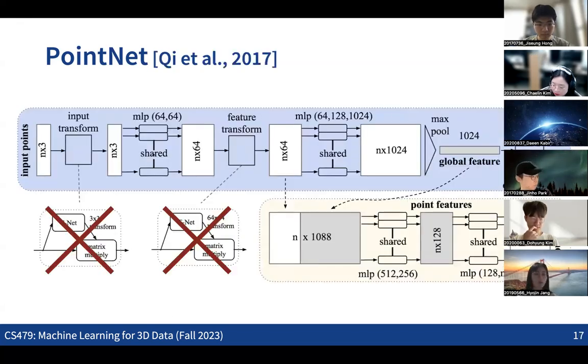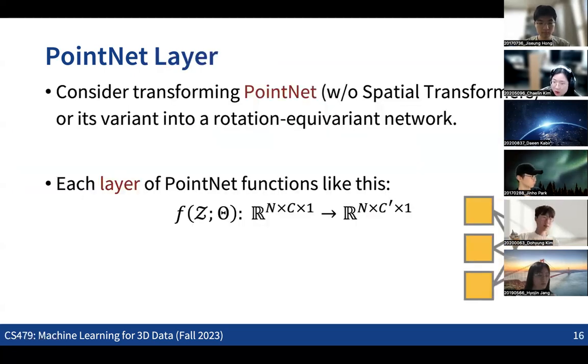This was basically a stack of MLPs, which are shared MLPs for each point, having a pooling layer at the end, and concatenating this with the local features, and also having a shared MLP as well. So this was a simple architecture of PointNet. If we look at each layer, each layer of PointNet can be seen like this. We have a C-dimensional vector for each point, stacking all these C-dimensional vectors, and then getting another feature for each point, which is the C prime dimensional feature.